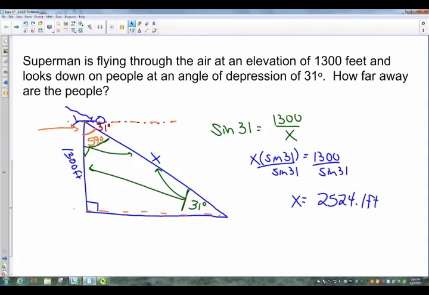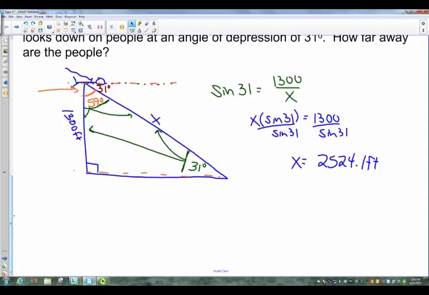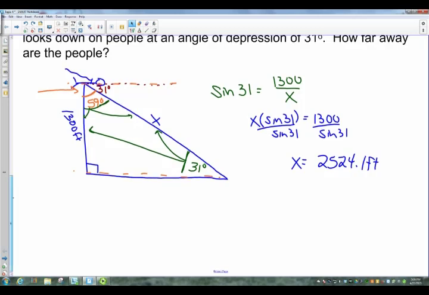All right. Hopefully that makes some sense. Angle of elevation, angle of depression. I can't stress enough how careful you need to be. It's just a couple of those things that can be very tricky if you're not careful, but shouldn't be too bad otherwise.